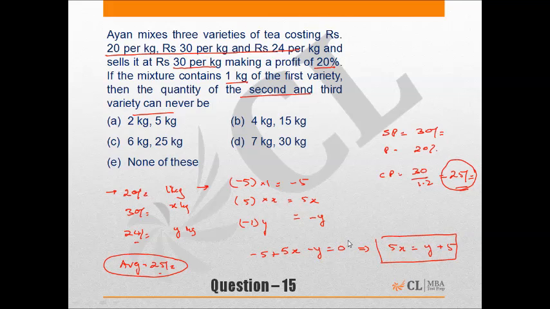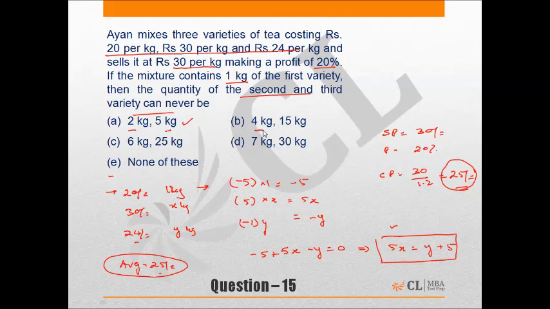So second and third are x and y. Let's check the choices now. If x is 2 and y is 5, left hand side is 10, x equal to 2 and y equal to 5 satisfies, so this can be the answer.